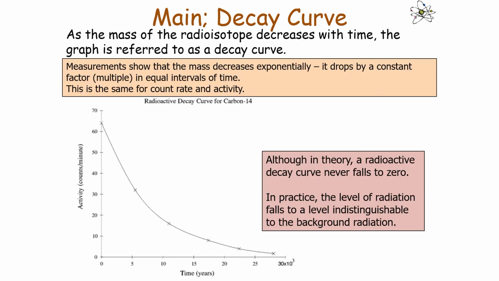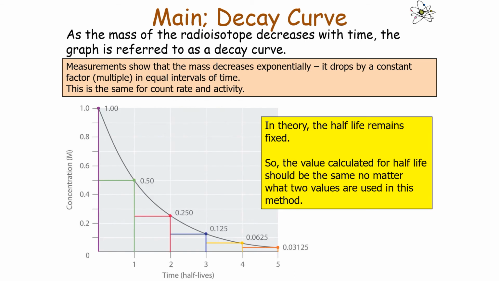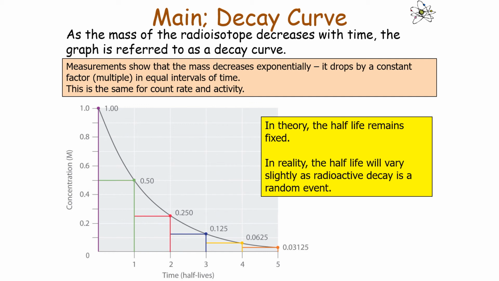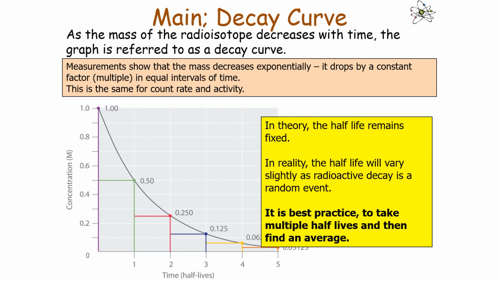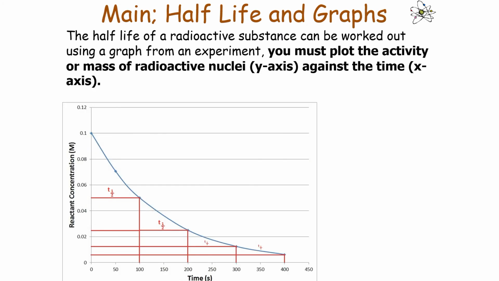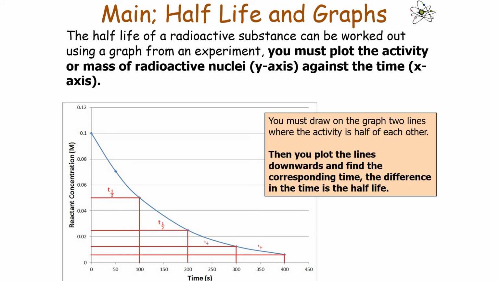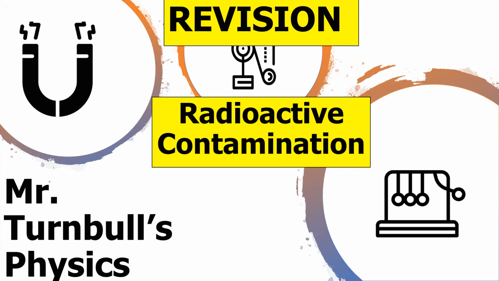Now remember, in theory, radioactive decay curves never fall to 0 because there's always some radiation present in any environment you take measurements in. Now in theory, the half-life remains fixed, so the value for half-life calculated should be the same no matter what 2 values are used in this method, but in reality it will vary slightly because radioactive decay is a random event. So it's best practice to take multiple half-lives and then find an average, as you can see in the following example. So there's just a slide summarising what we've just covered in how you can derive the half-life from a graph. Now we're also now going to look at radioactive contamination.